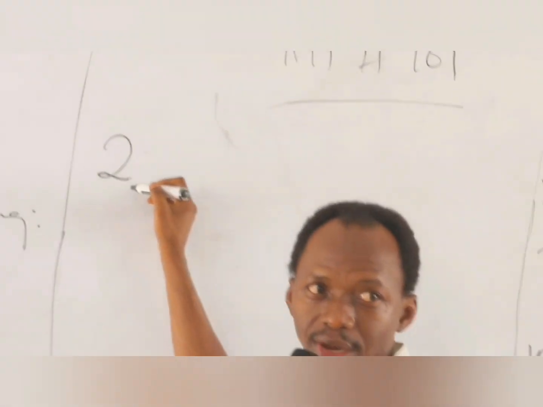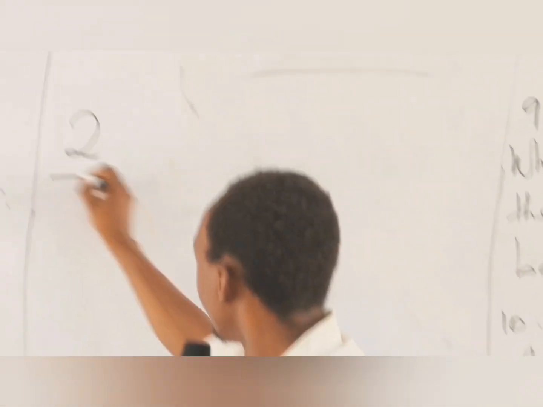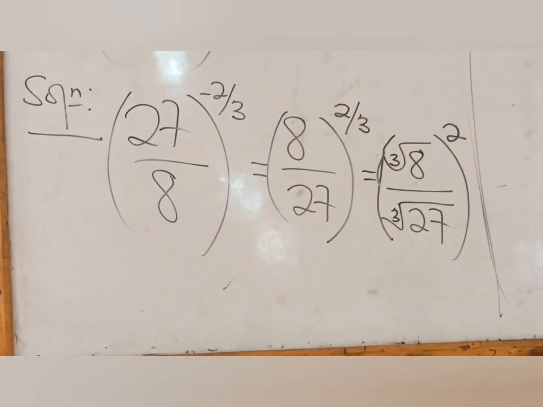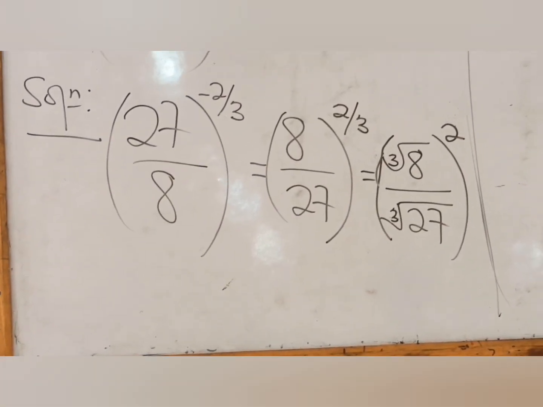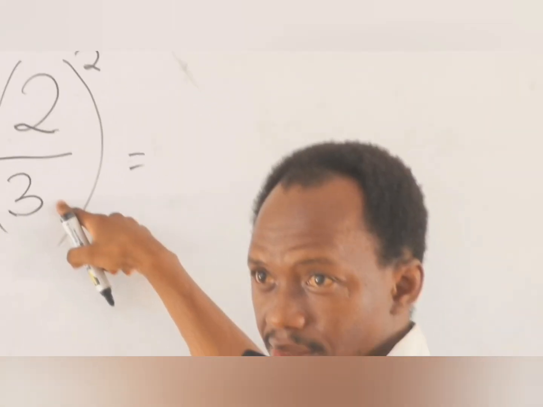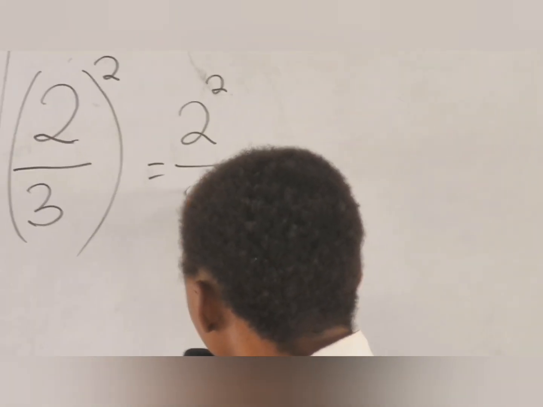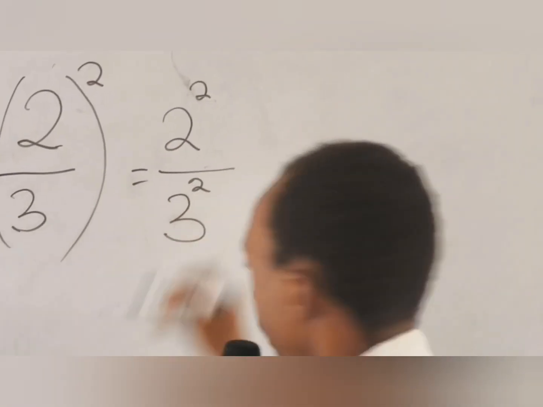Cube root of 8 is the same as 2. Cube root of 27 is what? Power. Are you watching? The power is what? 2. So we have 2 square, 3 square. Is that not it? Yes.